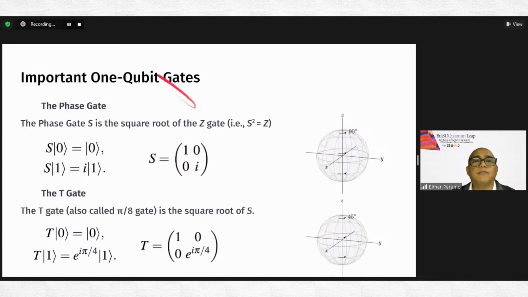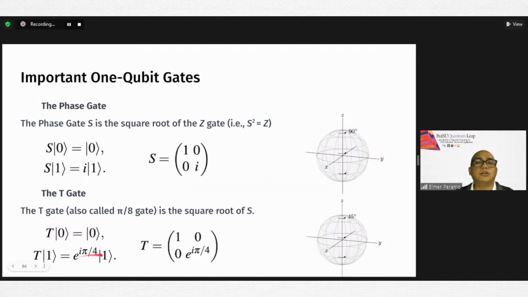Okay, important one-qubit gates: the phase gate. Aside from your Pauli gates, you also have the phase gate. The phase gate S is the square root of the Z gate. So S ket 0 is equal to ket 0, and S ket 1 is equal to i ket 1. So this is the matrix representation of your S gate. And instead of pi, it rotates by pi over 2, or 90 degrees.